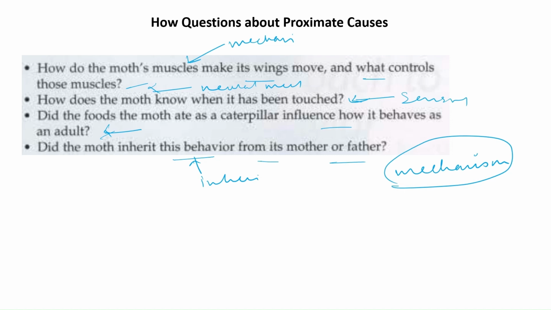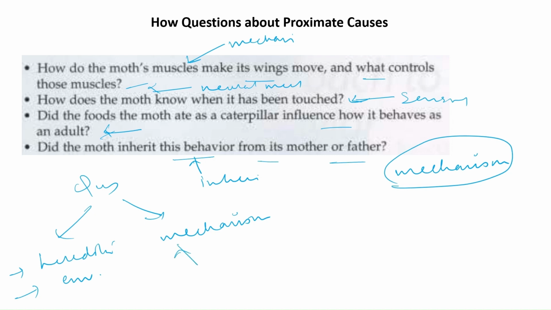Now, these proximate causation questions are again divided into two categories. One is related to heredity and environment, that is, the effect of heredity and the environment on some behavior. And the second question is the mechanism behind that behavior. So these are the two sets of questions that arise about proximate causation. That means if somebody is showing any behavior, what is the hereditary basis, or how does the environment affect having that behavior? And second is the mechanisms due to which the behavior can be generated. So these are the questions about proximate causes.